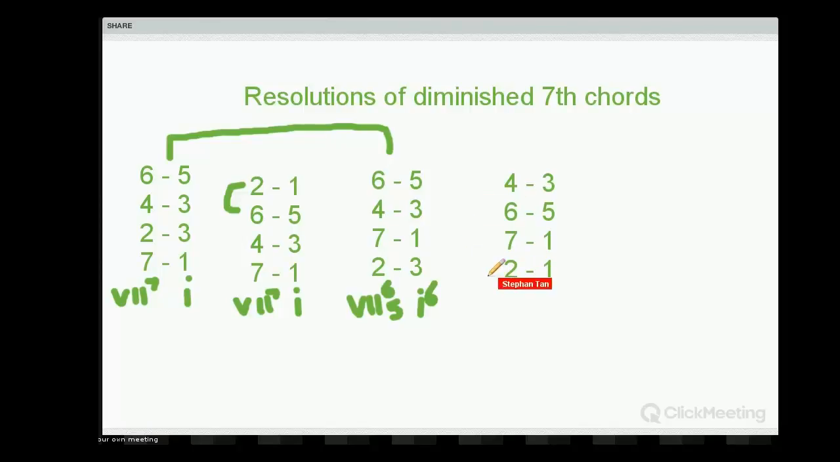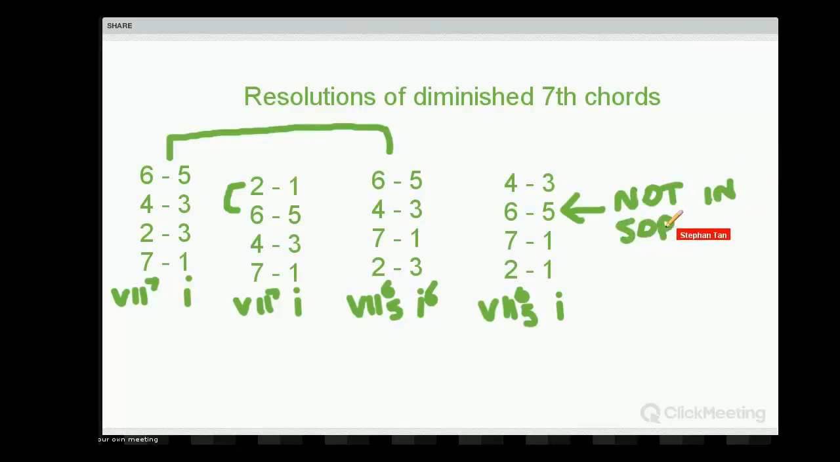This chord is 7-6-5 to 1, root position 1. This is okay as long as the 6 to 5 is not in the soprano. All right. So this chart is all I'm going to write, okay?